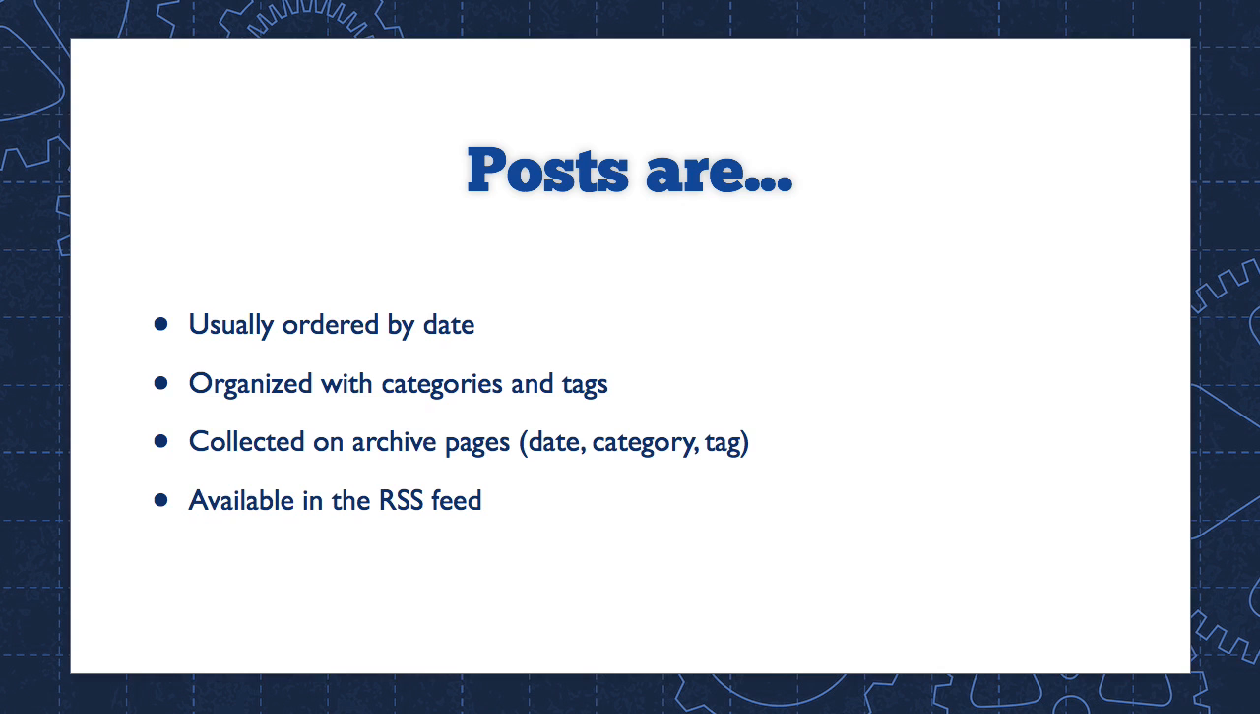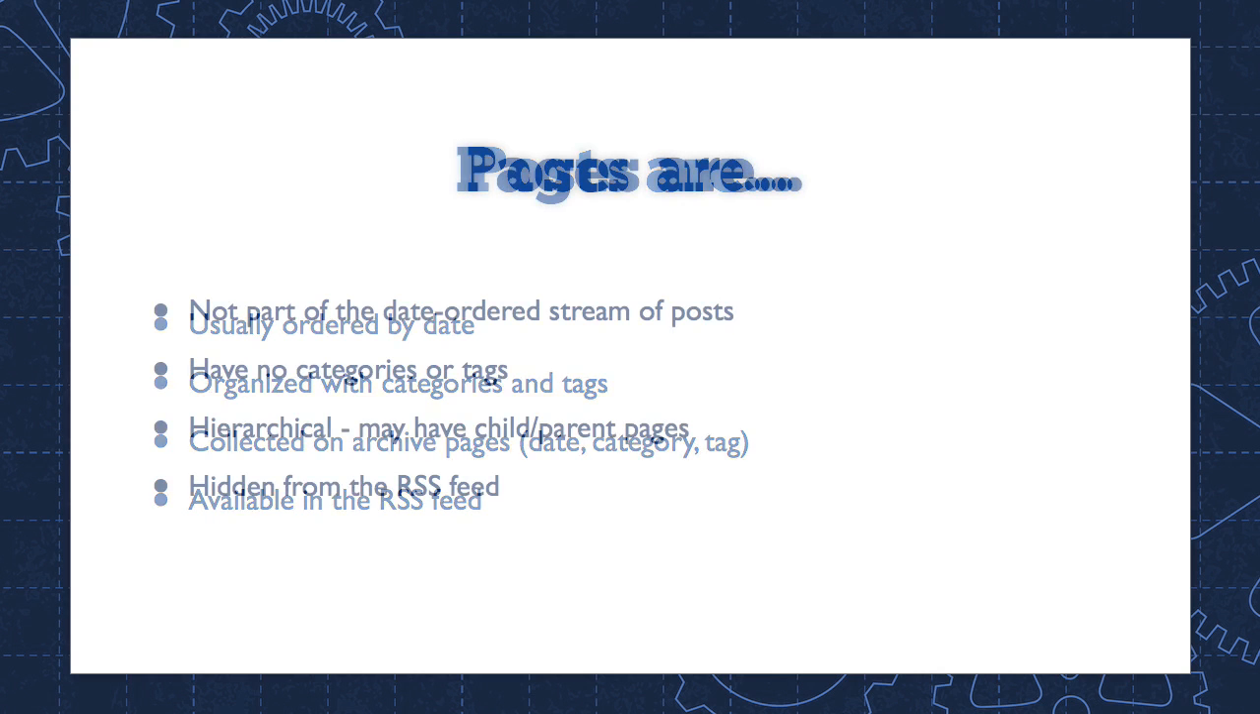And there are several different kinds of archive pages. You might have a date archive, you might have a category archive, or a tag archive. On those archive pages, you will always see a collection of posts that are relevant for the date period or the category or the tag that's selected. And posts also appear in your RSS feed.